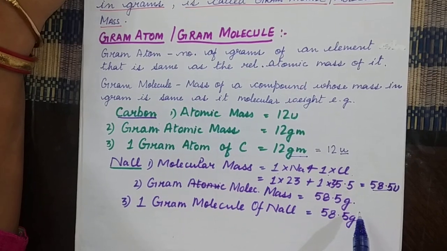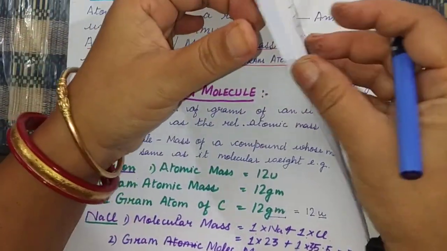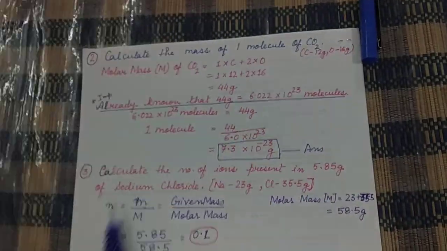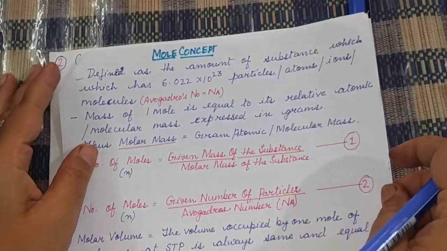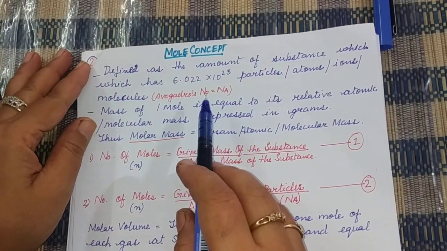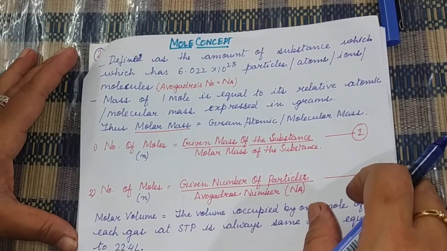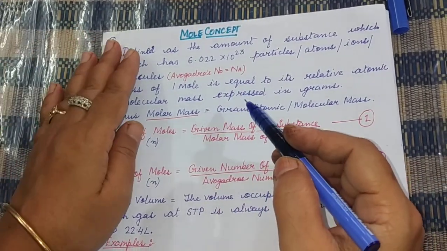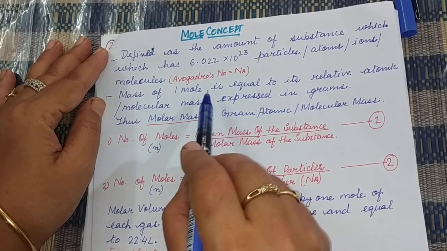Now let us move on to the next, last and a very important concept of the chapter, that is the mole concept. Here we are with a topic which is very, very interesting, and it has a vast variety of numericals. So let us study about it.